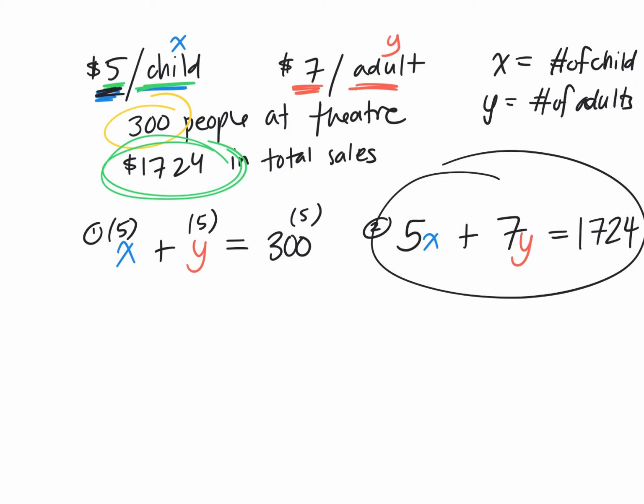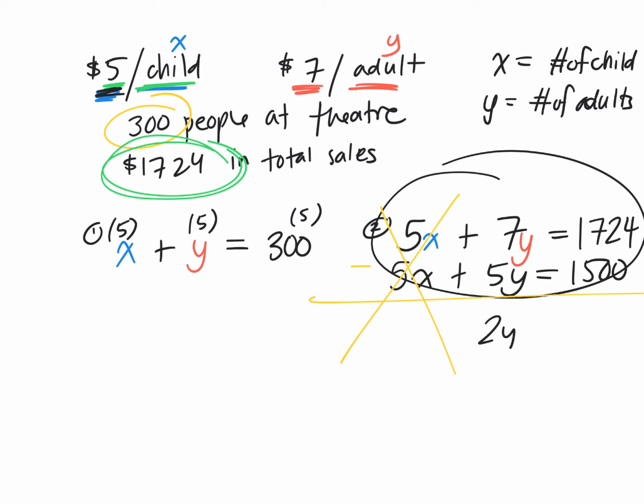5 times x is 5x. 5 times y is 5y. 300 times 5 is 1,500. If I subtract these two, I'm going to get the answer really quick. What's 7y? Take away 5y. What's 1724? Take away 1,500.